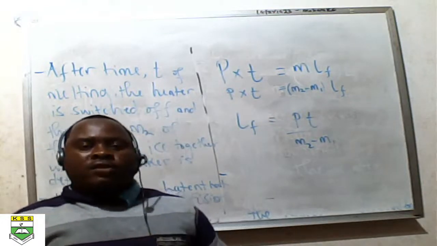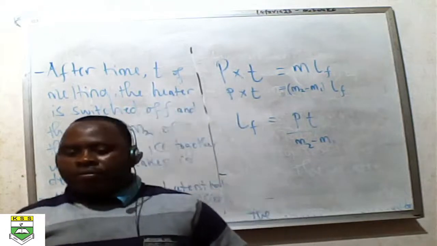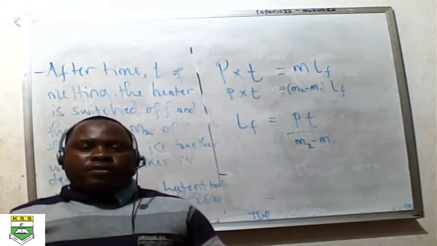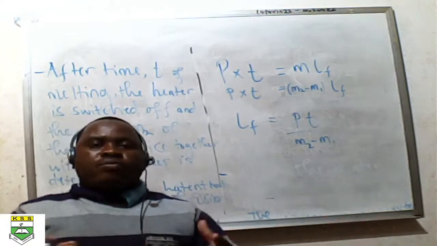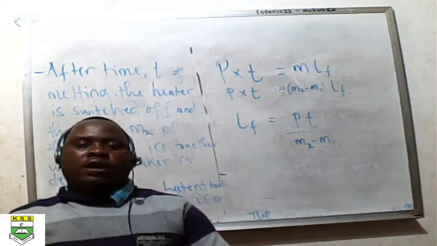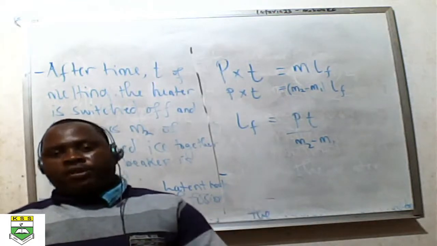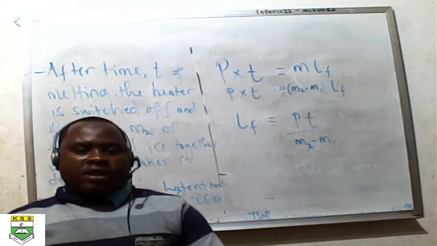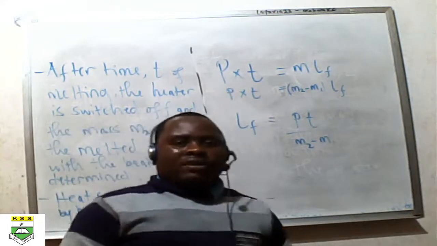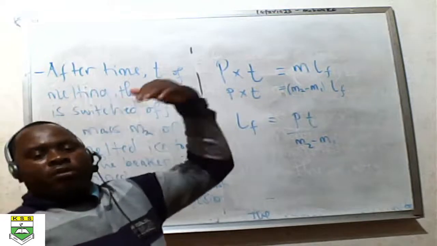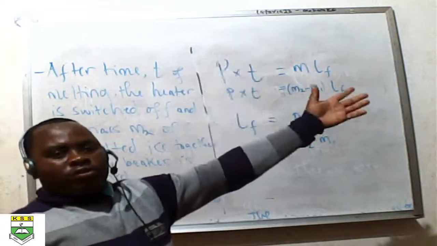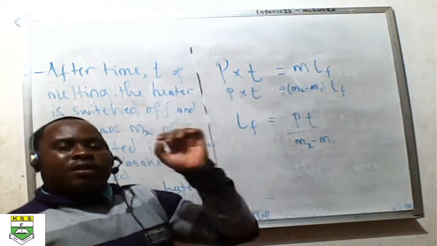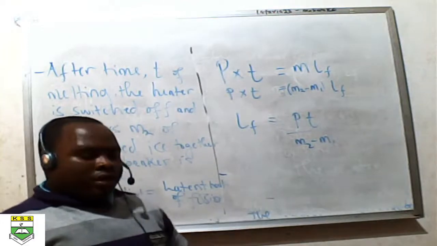Why is this happening at a constant temperature? It is simply because the heat that is supplied at the point of change of state is actually used to break the intermolecular forces of attraction between the molecules of the substance, to set them free and ready for change of state. So that is why, much as the heater will be supplying the heat, the temperature will remain constant. The heat that would raise the temperature is instead used to break the intermolecular forces of attraction between the substances.